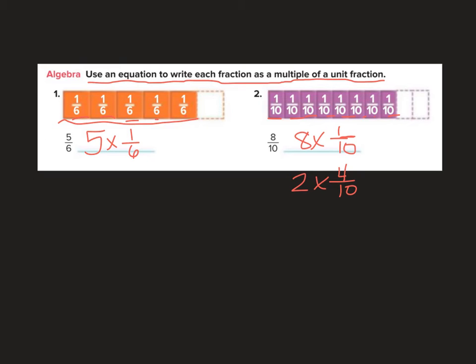And I think that'd be about it. So we're looking at factors too. What numbers do we multiply together to get a different number? It does say to write an equation, so I better write 5/6 equals 5 times 1/6 and 8/10 equals 8 times 1/10. Okay, let's try another.